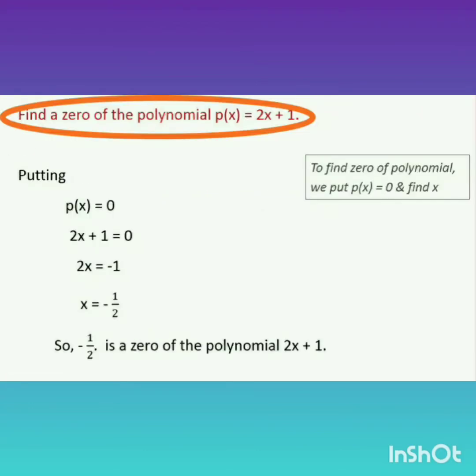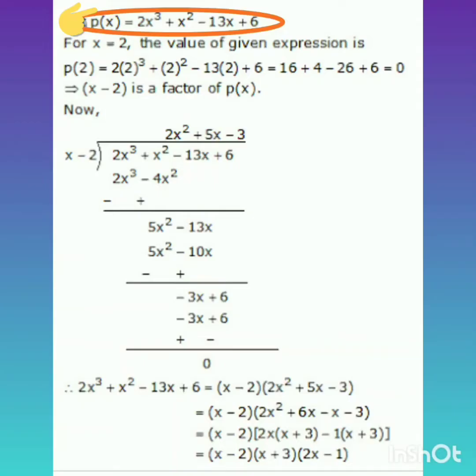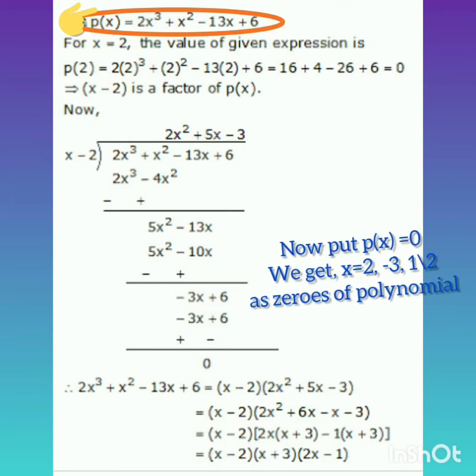The very first example is for a linear polynomial. So here we can equate the linear polynomial with 0. After solving, we will get x as minus 1 upon 2 is the zero of the polynomial. The second example is a cubic polynomial. After using the three-step method, we will find the factors as (x minus 2), (x plus 3), (2x minus 1). For finding the zeros, we have to put p(x) equal to 0. We will get x as 2, minus 3 and half as the zeros of the polynomial.